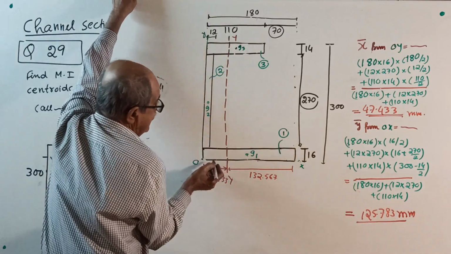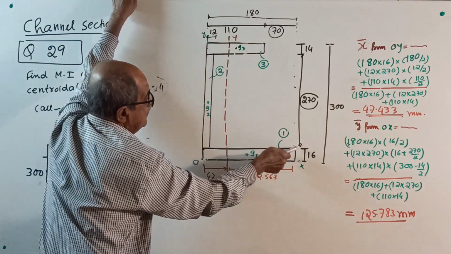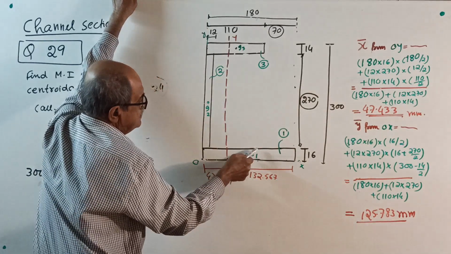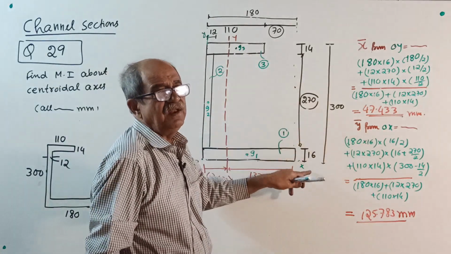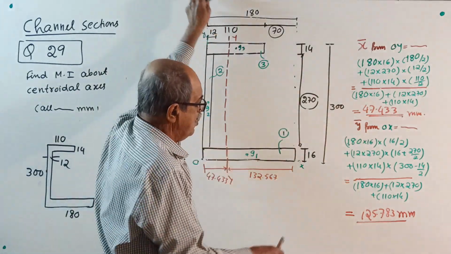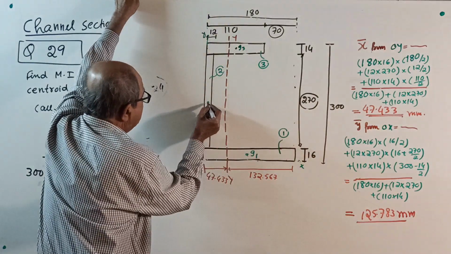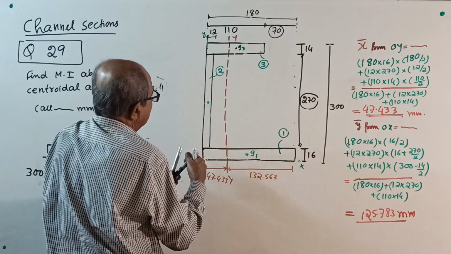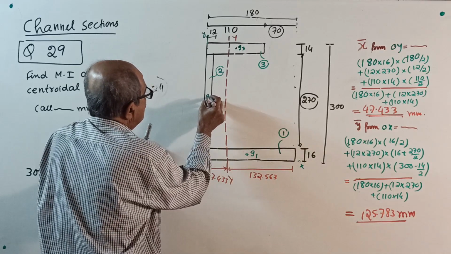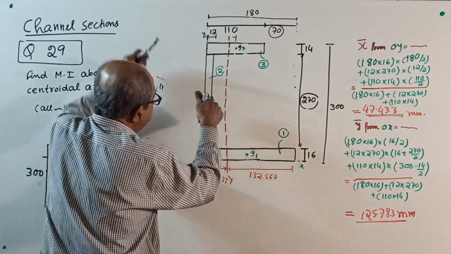And Y bar, how much did I get? 125.783. See, this is 16. This is 270. 16 plus half of 270 is 135 plus 16, 151. But we got 125. So a little before G2. So G2 is disturbing me. I want space here. Okay, G2. So a little below G2.